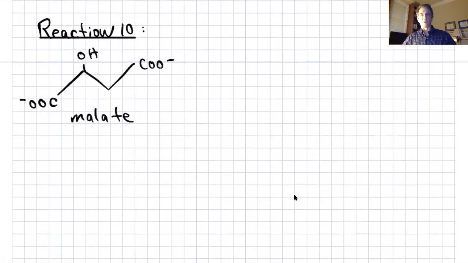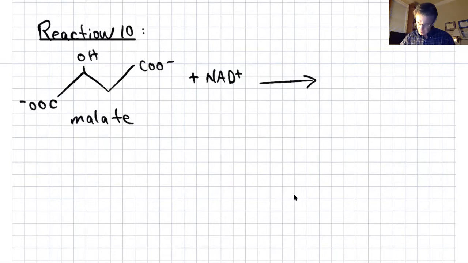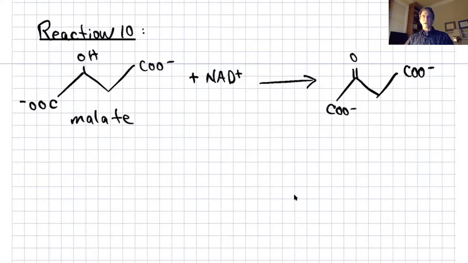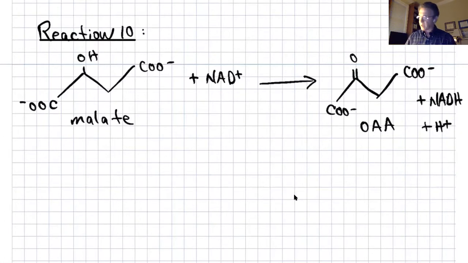So now we need to run another oxidation reaction, right? So we're going to take some more NAD. We're going to oxidize that alcohol to a carbonyl group to now regenerate our dicarboxylic alpha keto acid oxaloacetate, right? Which is cool, plus NADH plus a proton. The enzyme that runs this reaction is, of course, malate dehydrogenase.